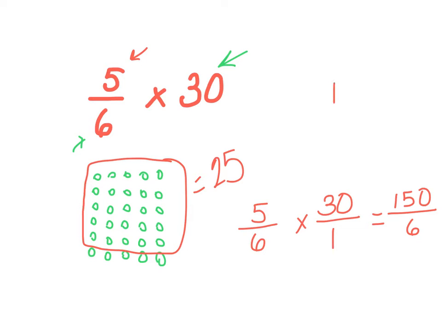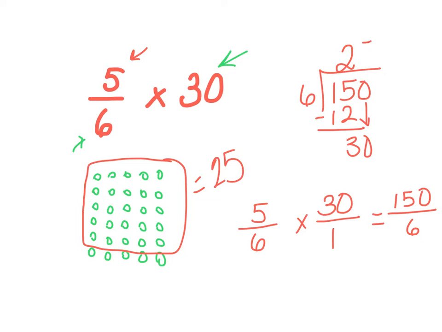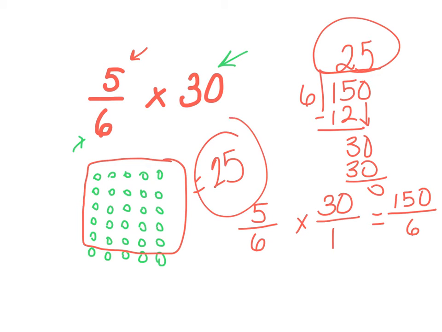I am going to divide 150 by 6. 6 goes into 15 2 times. 6 times 2 is 12. I subtract and I bring down my 3. Bring down my 0. 6 goes into 30 5 times. 6 times 5 is 30, and then I'm done. And you can see that I got the same answer both ways.